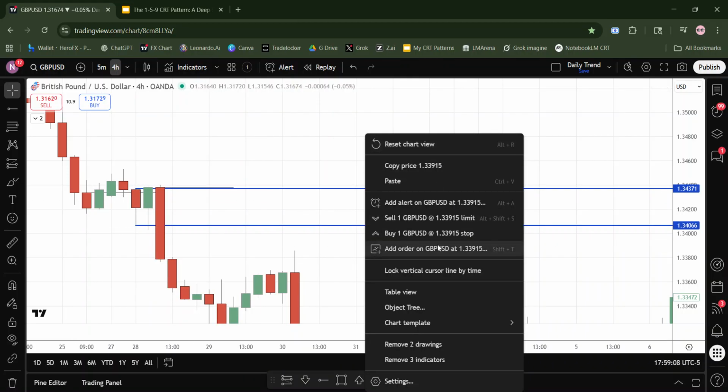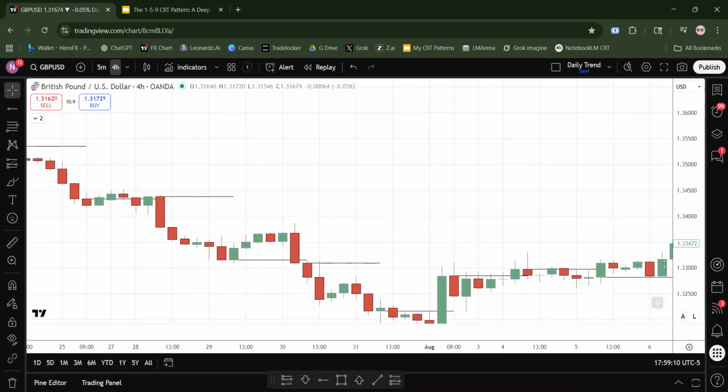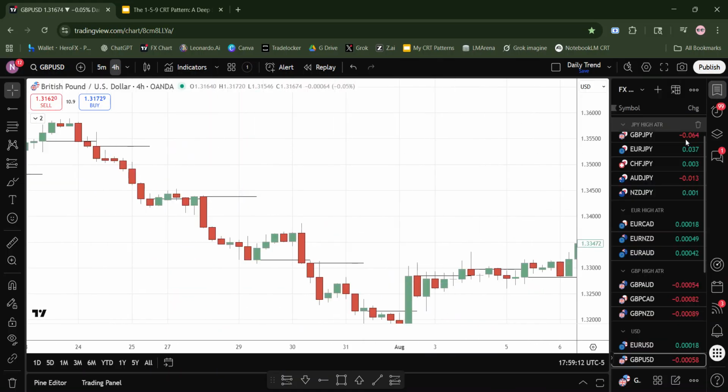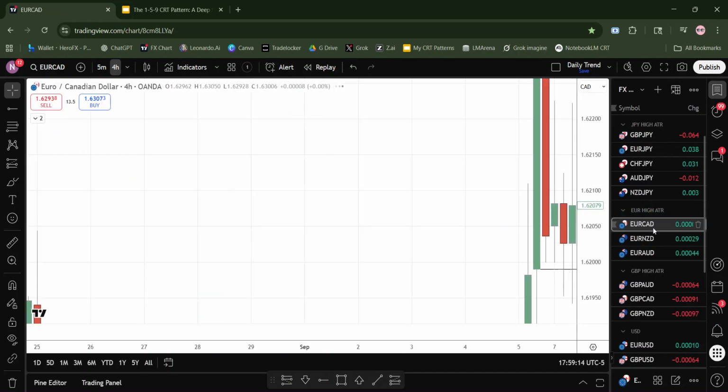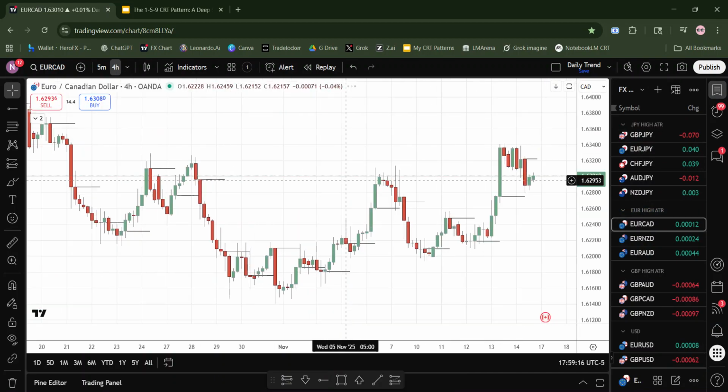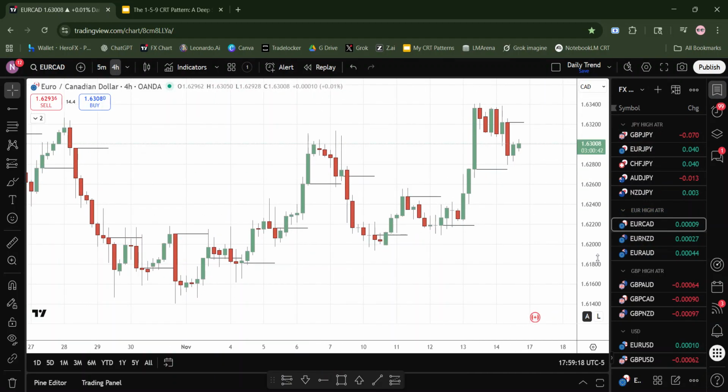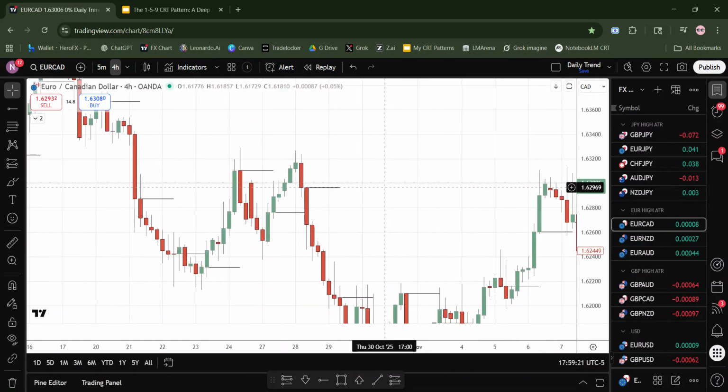But let me see if I can find one a little cleaner. Get rid of that. Let me go to another pair. Let's just try EURCAD. And looking for a red drop here.